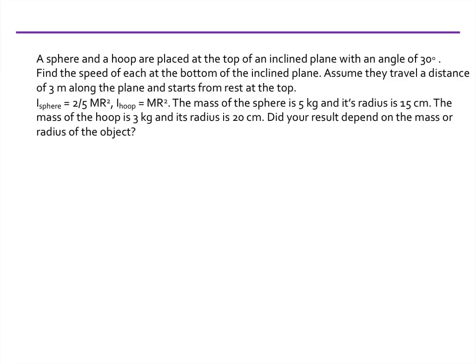All right, and so here we have a sphere and a hoop placed at the top of an inclined plane with an angle of 30 degrees. So let's just draw it. Here's 30 degrees. We want to find the speed at the bottom of the inclined plane, so we're going to start at the beginning and end at the bottom, and the distance along the plane, so that's the hypotenuse, is 3 meters. They give you the 2 moments of inertia and also information about the mass of the sphere and the radius, and also the mass of the hoop and its radius.